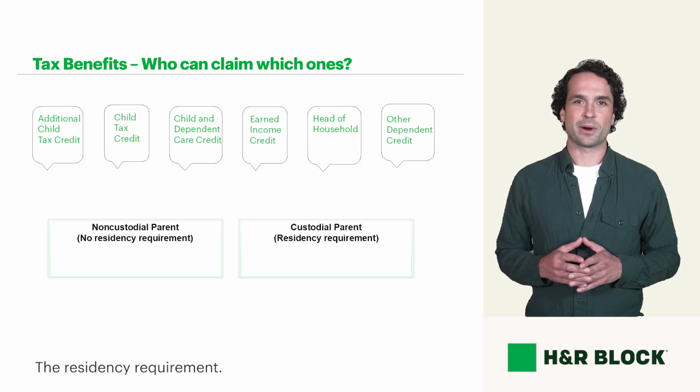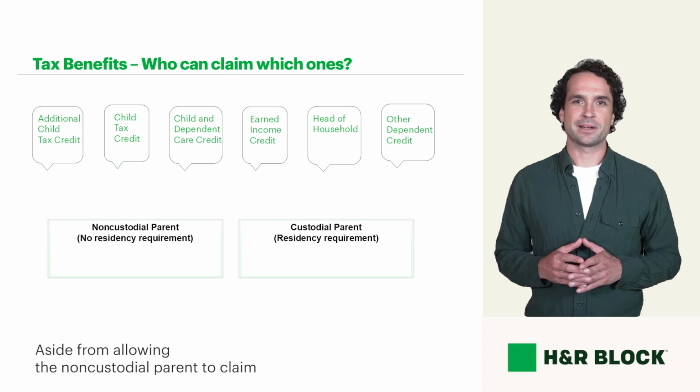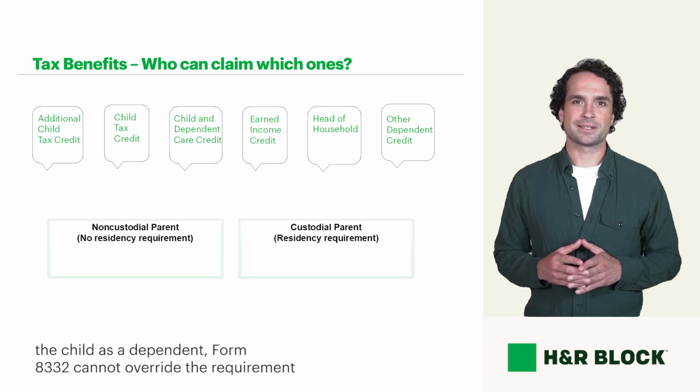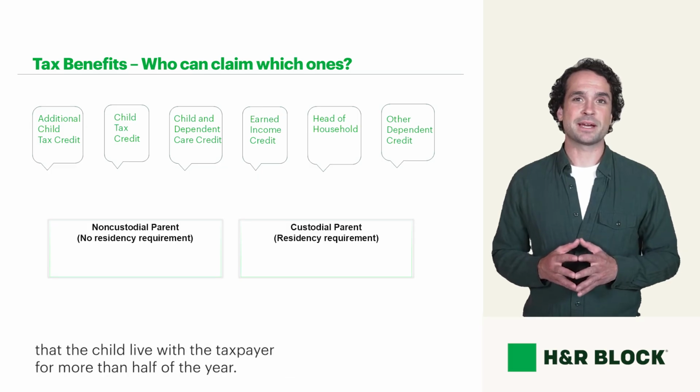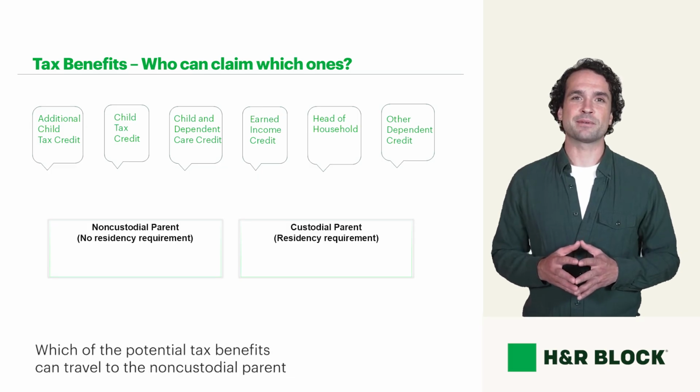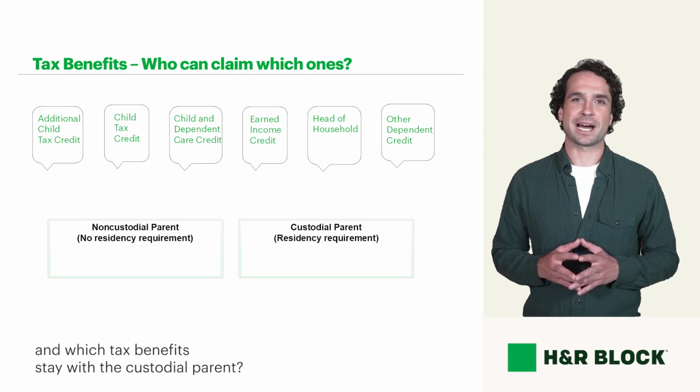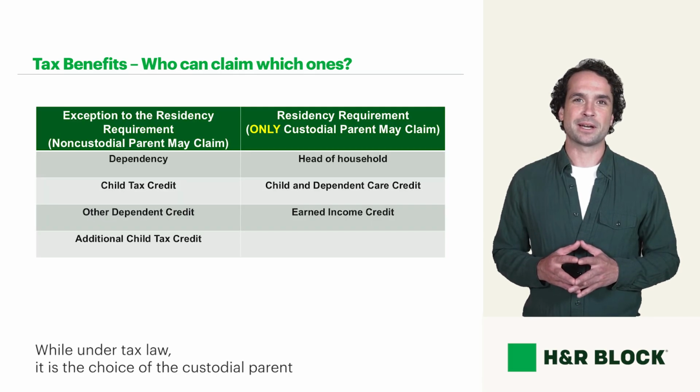The residency requirement. Aside from allowing the non-custodial parent to claim the child as a dependent, Form 8332 cannot override the requirement that the child live with the taxpayer for more than half of the year. Which of the potential tax benefits can travel to the non-custodial parent and which tax benefits stay with the custodial parent? While under tax law, it is the choice of the custodial parent whether they want to sign Form 8332.